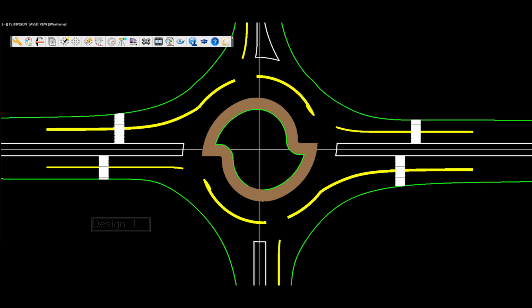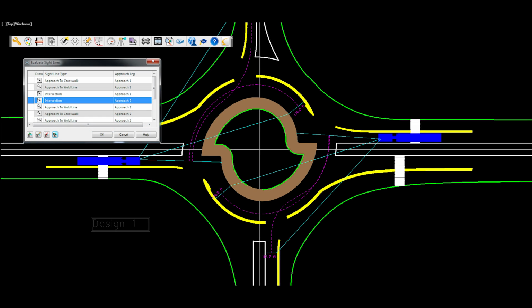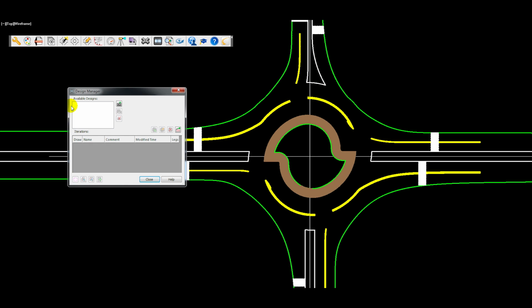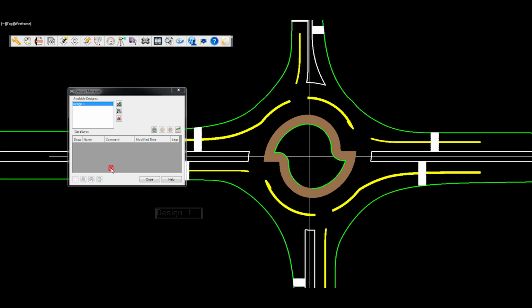Once the ideal turbo roundabout design has been created, vehicle sight lines and vehicle movements can be checked. Utilizing the Design Manager tool, multiple design iterations can be saved, recalled, and edited to suit.